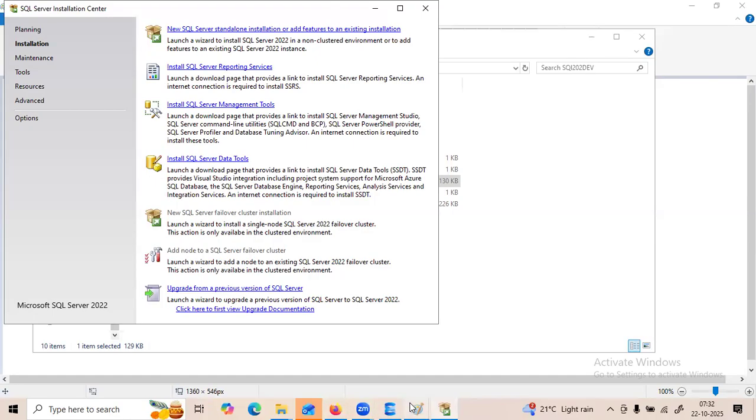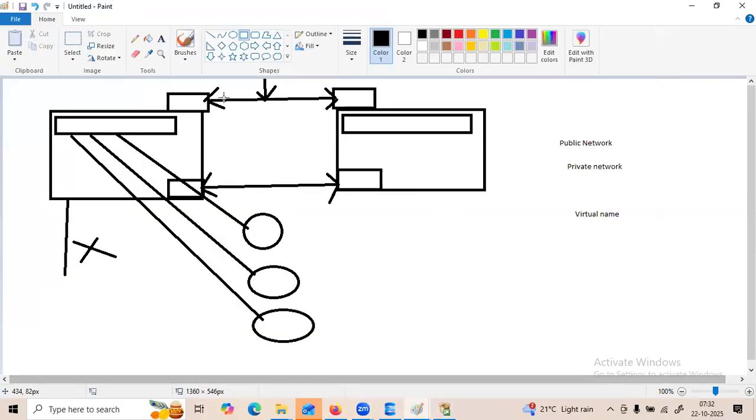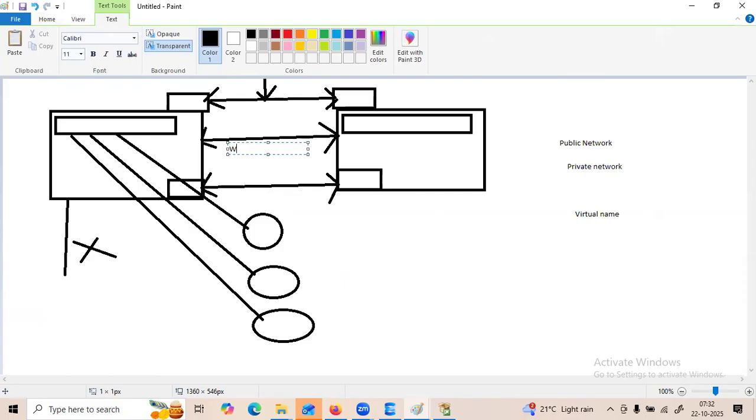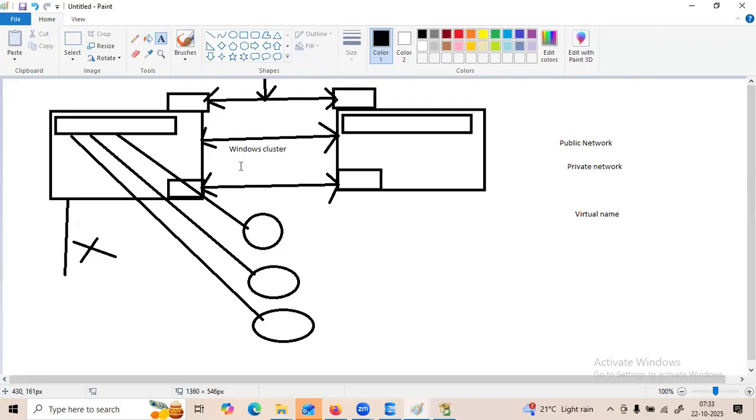Our Windows team will build the Windows cluster. Once they build the Windows cluster, they will hand it over to our DB team.